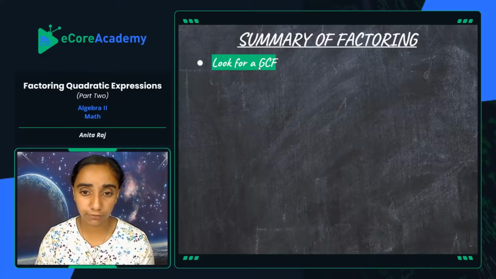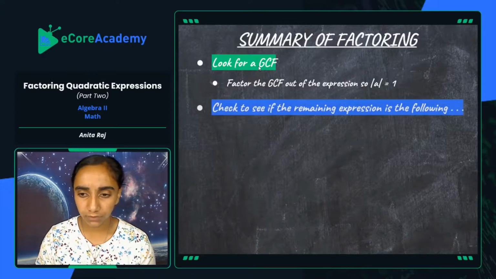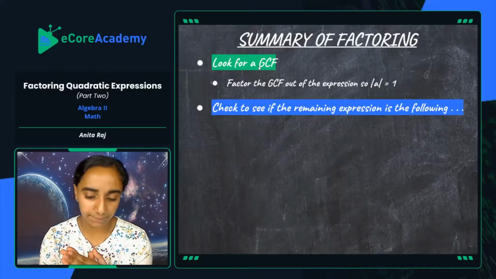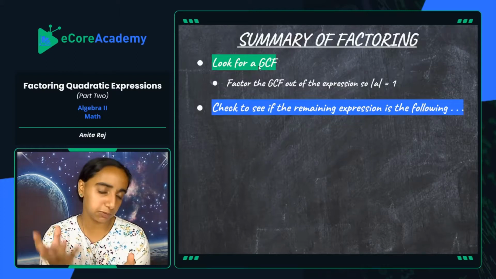So first, you're looking for a GCF. Then if you find a GCF, you want to factor the GCF out of the expression like I just said, so the absolute value of a is equal to 1. Then after you do that, you want to check to see what you have left. So let's say you GCF that number out, and then you have your a value equal to 1, and you're good.